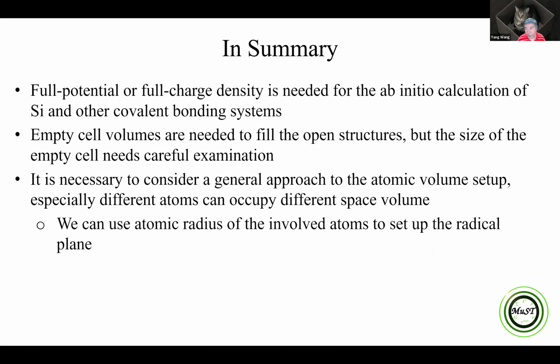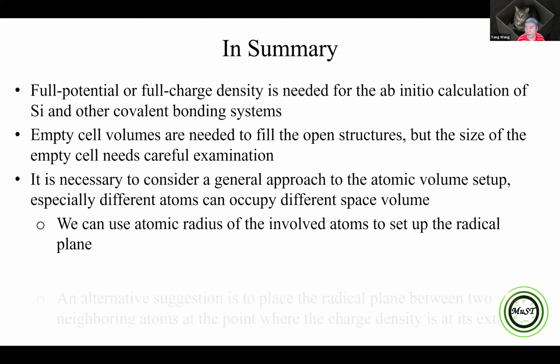One possibility is, if you look at any atomic chemical element or atomic property tables, they usually show atomic radius, right? That radius could come from different sources or different techniques, but they have that kind of information. So we can use that data to determine the ratio of the radical plane when we set up this atomic cell. That's one approach.